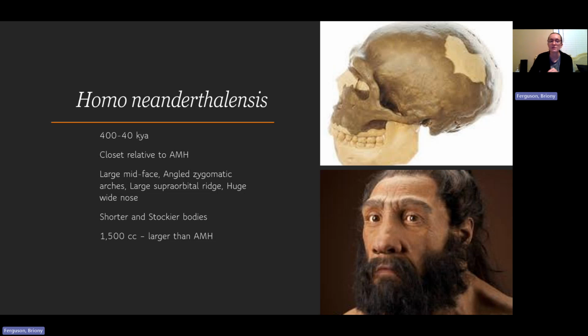But Neanderthals had this very large midface, a very angled zygomatic arch, large supraorbital ridges, which is, again, just this brow bone right here, and then a very huge wide nose and shorter and stockier bodies. And we'll talk a little bit more about this in a PowerPoint that we'll go over after we finish this one. They also had a brain case of about 1,500 cubic centimeters, which was actually larger than anatomically modern humans.